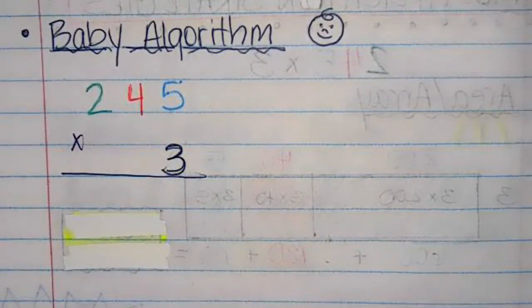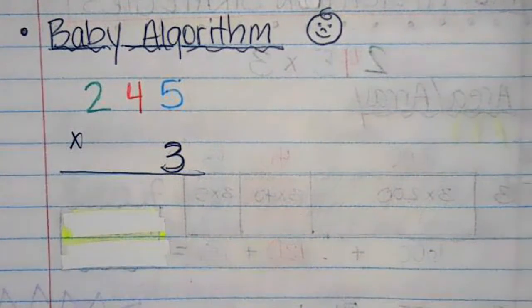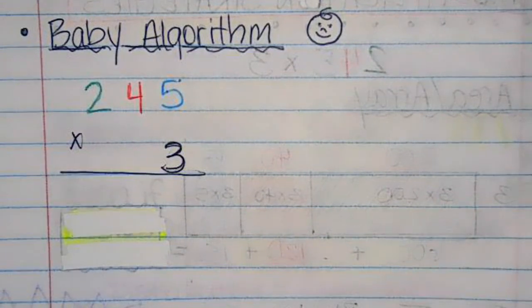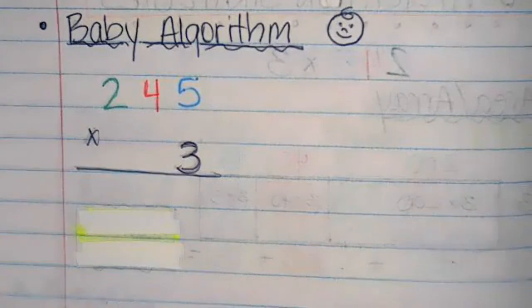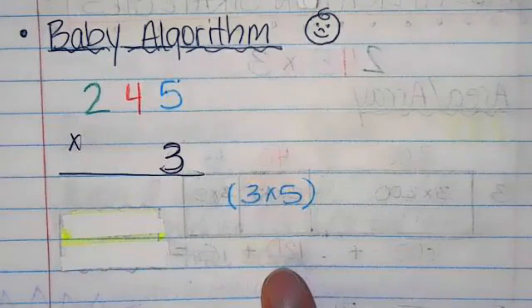Now we're going to do the baby algorithm. This is the part that your parents will probably like the best. We are getting into the neighborhood of what all of us adults call the math that we learned. So we're going to do the baby algorithm where we do 245 times 3. Here's our first step. This is a distributive method.